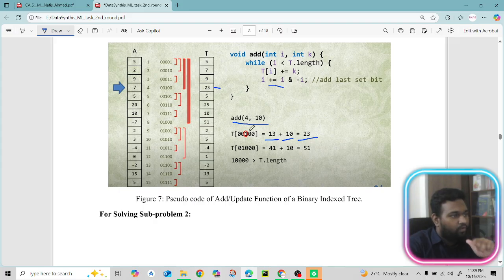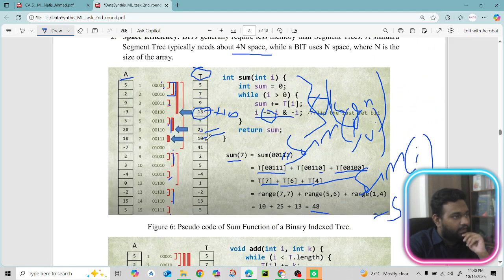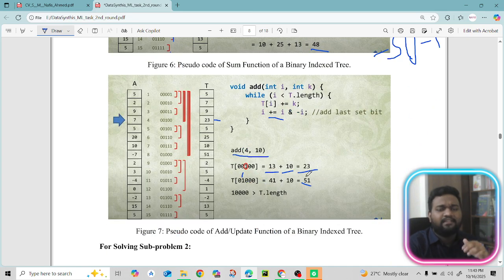Similarly, I will go one bit further and I will be setting this bit. Then I will add the values. For example, this is actually 8. If I look at the 8 position here, it was 41. 41 plus 10 will be 51. That's how I'm updating the values step by step. And after shifting one bit more, I'll be getting 16. But 16 is out of range because the size of my array is 15, so the loop will halt, and I'm updating my tree in order of log n time.